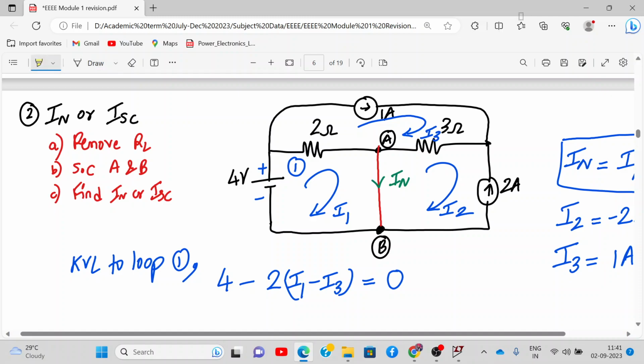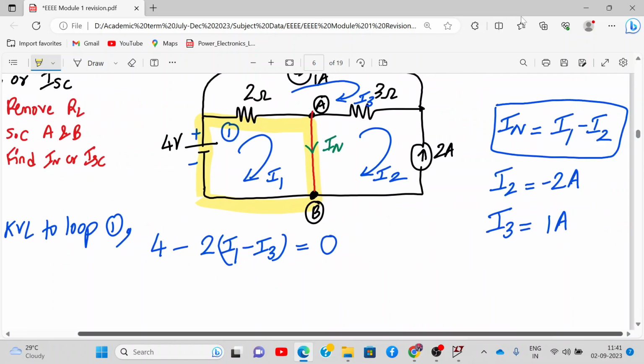We have applied KVL to loop 1. Loop 1 is this. So plus 4 minus 2 (I1 minus I3). Here it is nothing, equal to 0. Did you get it? Now in this you can substitute the values. 2 I1 plus twice I3, twice I3 is 1, equal to 0.